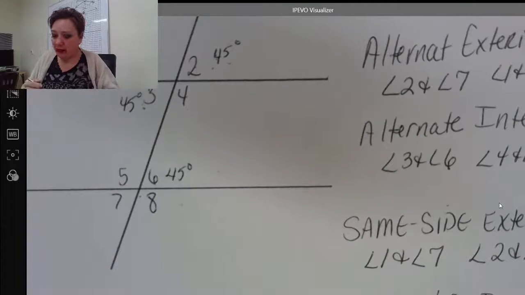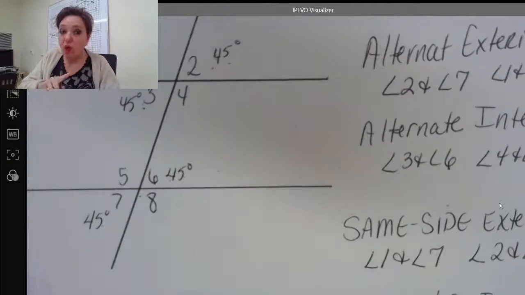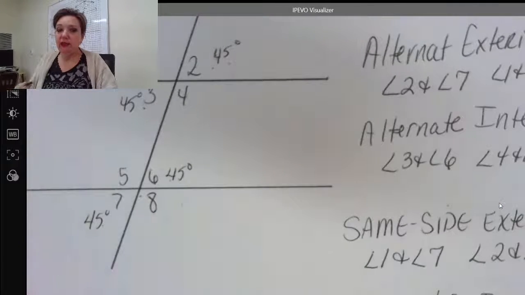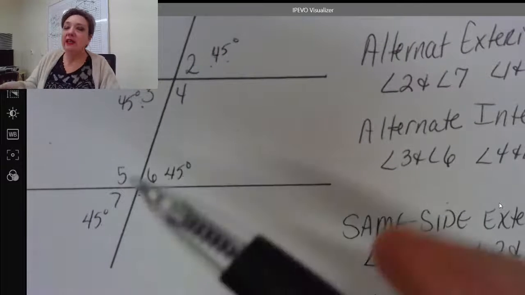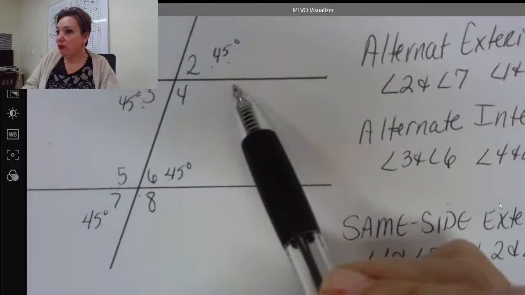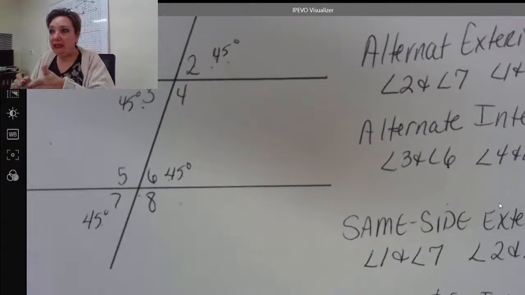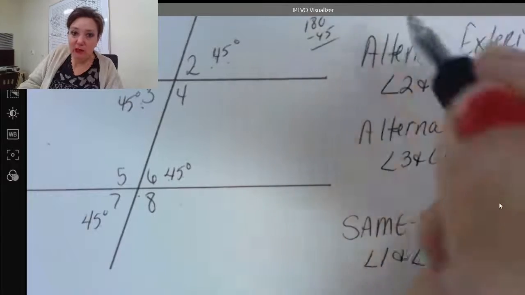Okay, what else did y'all say we could find? 7. How do we know 7? Because it's vertical to 6, or what is it to 3? Corresponding, right? Now, can we find any of the other angle measures? Okay, how? Because 1 and 2 add up to 180. So we know 1 and 2 are supplementary. So if this is 45, we can find 1. We would do 180 minus 45. What's that going to get me?